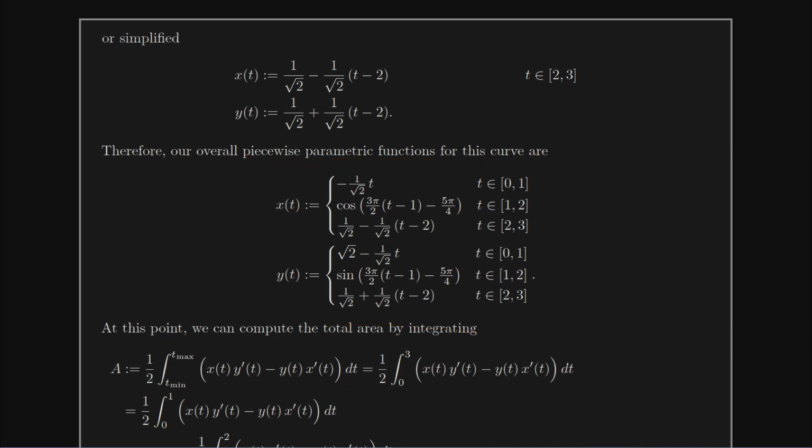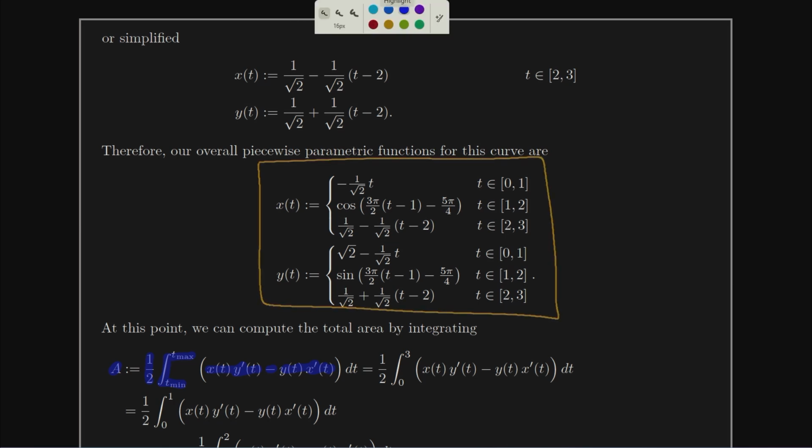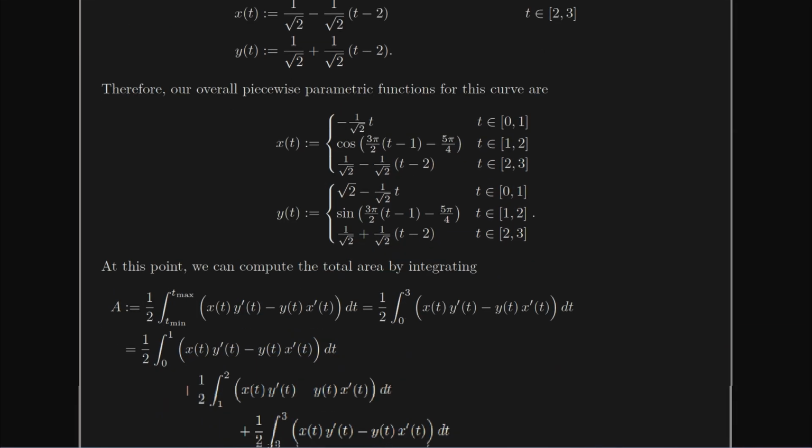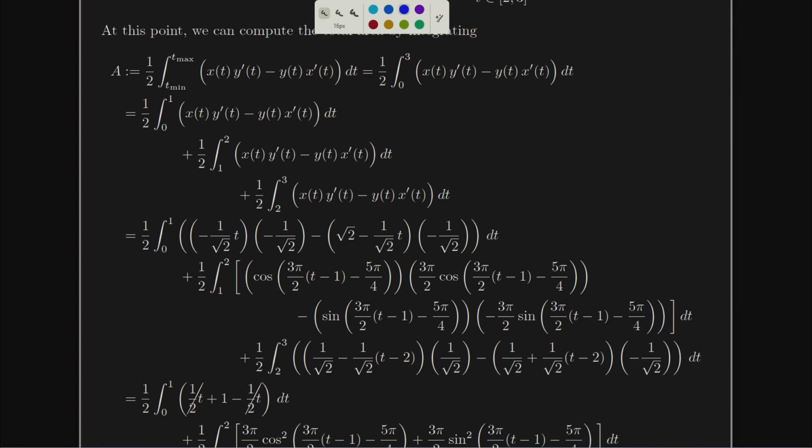We're going to go ahead and plug this into our area formula, which is 1/2 integral from t min to t max of x y prime minus y x prime. Now, how in the world am I going to calculate derivatives of these objects, or at least integrals of derivatives? I'm going to break my integral up into the 3 time windows. So really this is going to end up being 3 separate integrals over each of the 3 separate time windows, 0 to 1, 1 to 2, and 2 to 3.